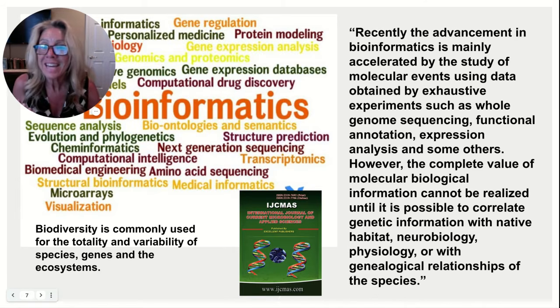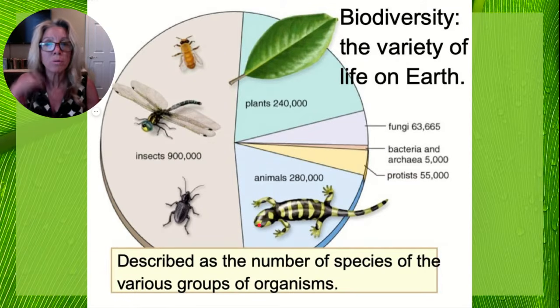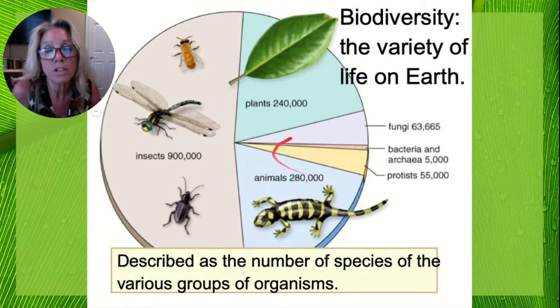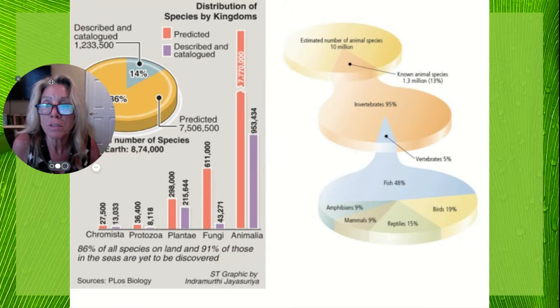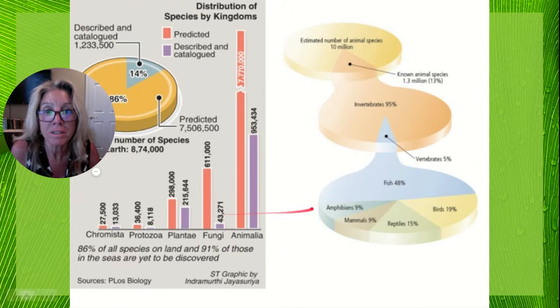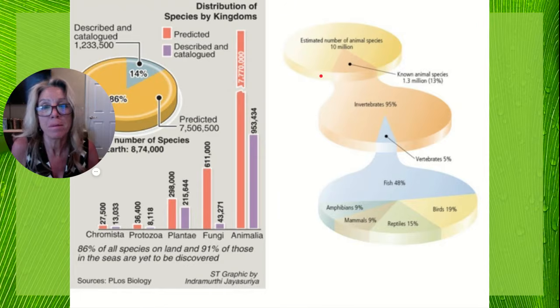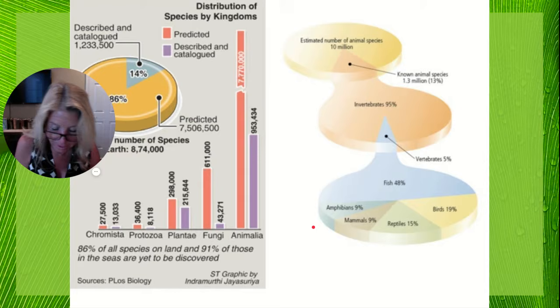All right. Next, when we look at biodiversity, like I mentioned before, it's the variety of all life on Earth. And when we look at the number of known species, there's so many yet to be discovered. There's probably maybe 10 million species out there, and we know about 1.3 million of them. Most of them are invertebrates. Vertebrates only make up about 5%, and you can see that here.